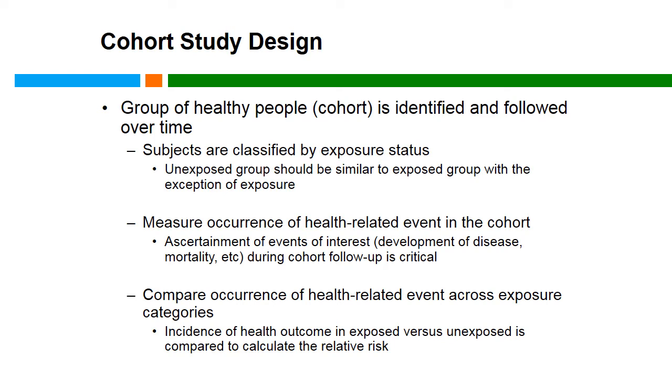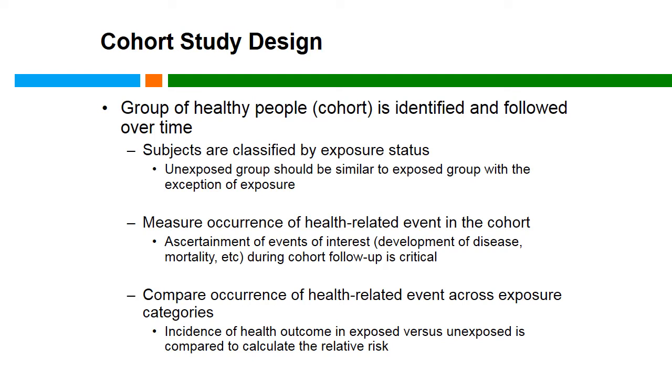Let's move on to cohort studies. These are studies that identify a group of healthy people, the cohort, and follow them over time for the development of disease. Typically, we classify the individuals in the cohort based upon some exposure, and it's critical that we make sure that the unexposed group of participants is similar to the exposed group in all variables with the exception of the exposure. In a cohort design, we're able to measure the occurrence or the incidence of the health outcome in the exposed and the unexposed population.